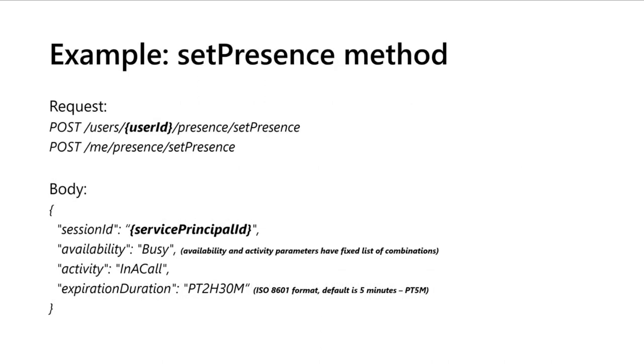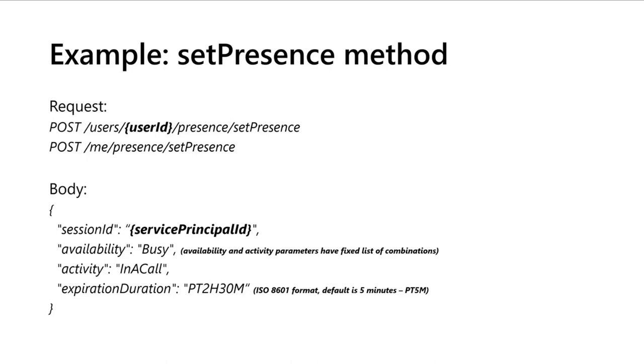Just an example of how to set the presence of a user. You have two endpoints, me or users. In the first, you need to provide the user ID, and the second is for the current user. And as you can see, you have a body, and you have session ID, which is the service principal ID of SharePoint Online, and you have also availability and activity.